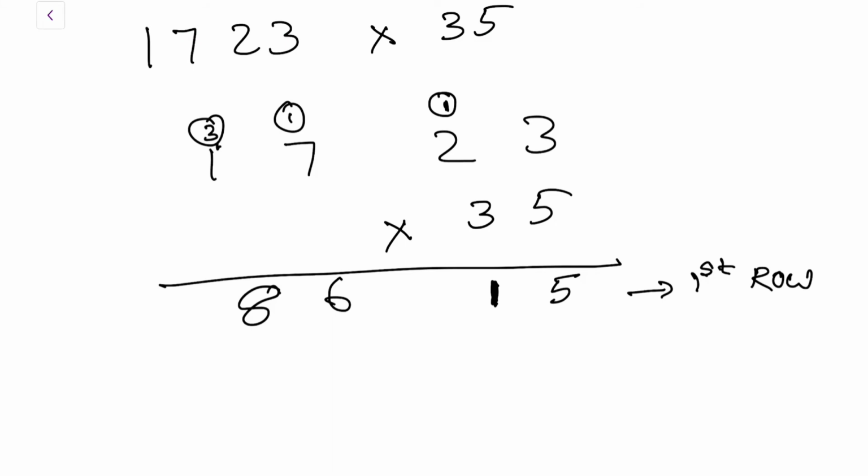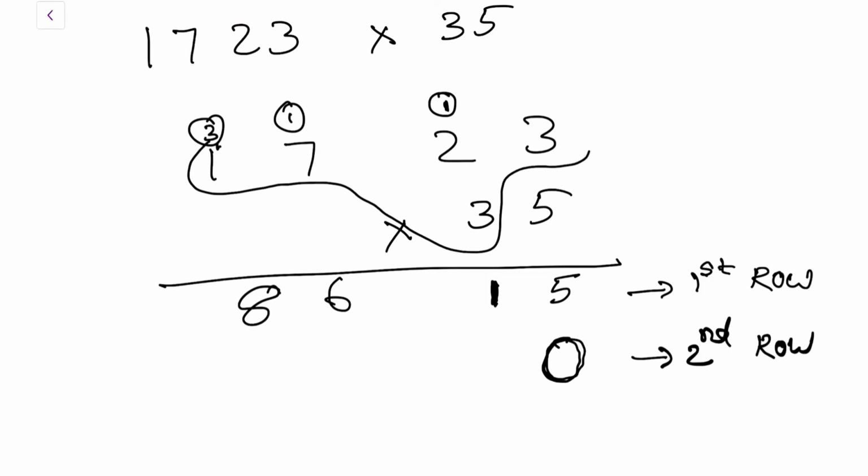Okay. Now, what's the next thing to do? That's right. Put a 0 in the second row, but in the ones place. So I did that. Put a 0. Okay. Now, what's the next step? Great. Do this. 1723 into 3. Multiplicand is multiplied with the tens place of the multiplier. So 1723 into 3. Let's do that.